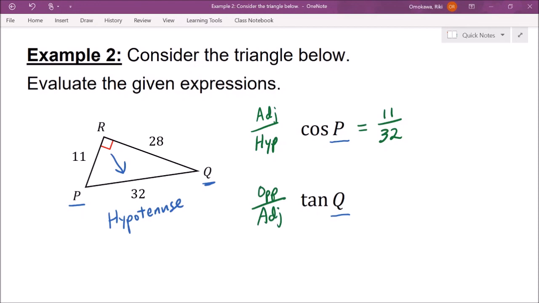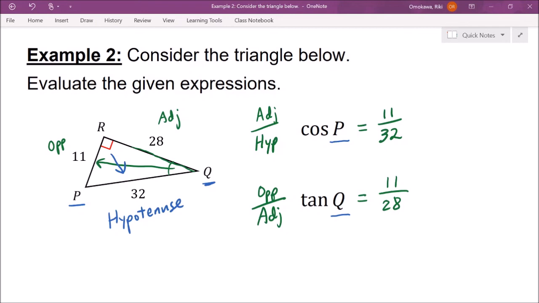So where are the sides for Q? Across from Q is over here. So 11 is opposite now. And then next to Q, which one touches Q? The 28 does, right? So adjacent. And now that we've switched over to looking at things relative to Q, we can evaluate this expression. So opposite is 11 now, divided by adjacent is 28 relative to Q.